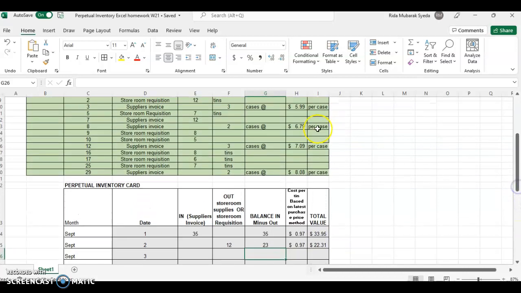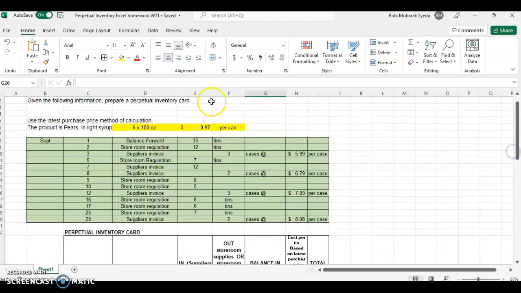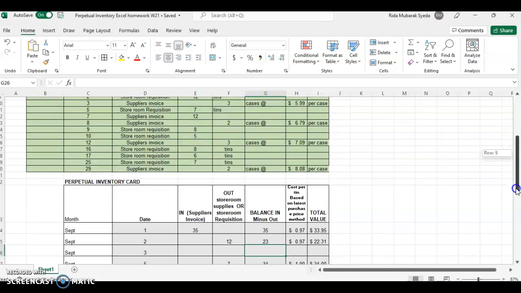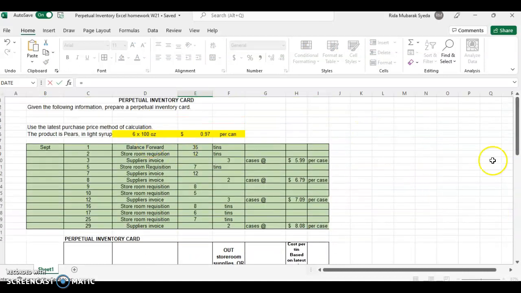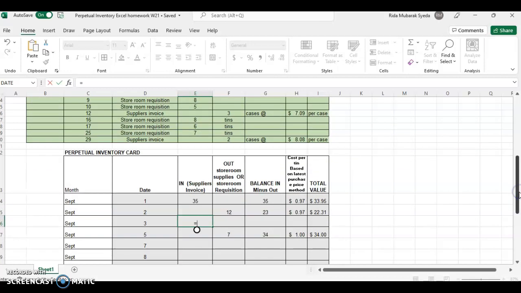Next, September 3rd, we had an invoice of 3 cases. And in one case, there are 6 cans. So 6 times 3 is 18. So that is our cans coming in. So in the cell, equal to 6 times 3 would give us 18.